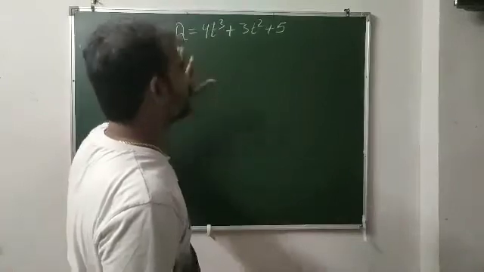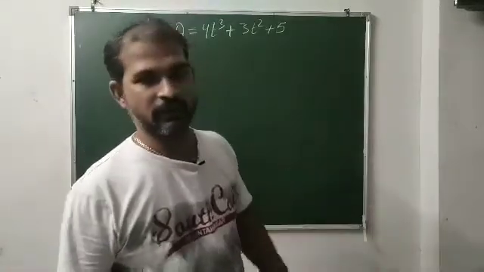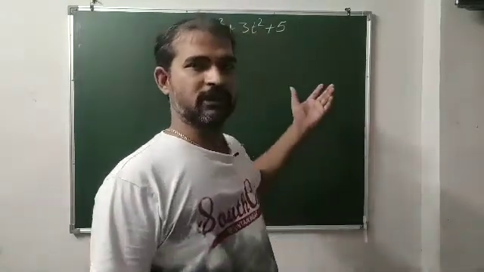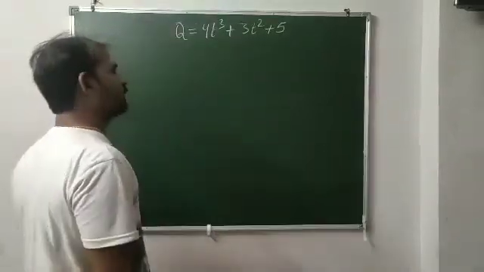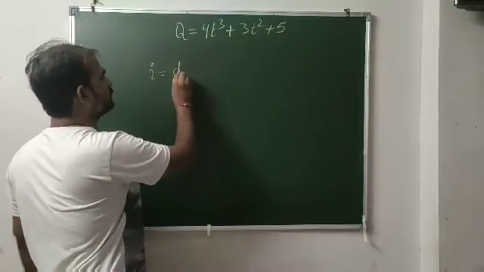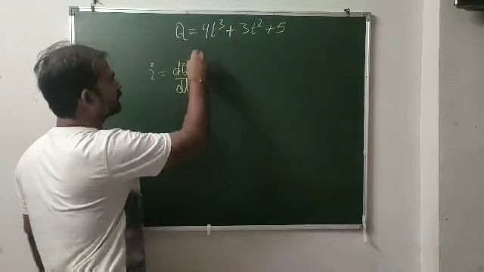Students, if this charge is given to you and someone asks how much electric current will pass through a given cross section if this much charge is passing through it, then simply we know that I is equal to dq by dt. Now differentiate this value.